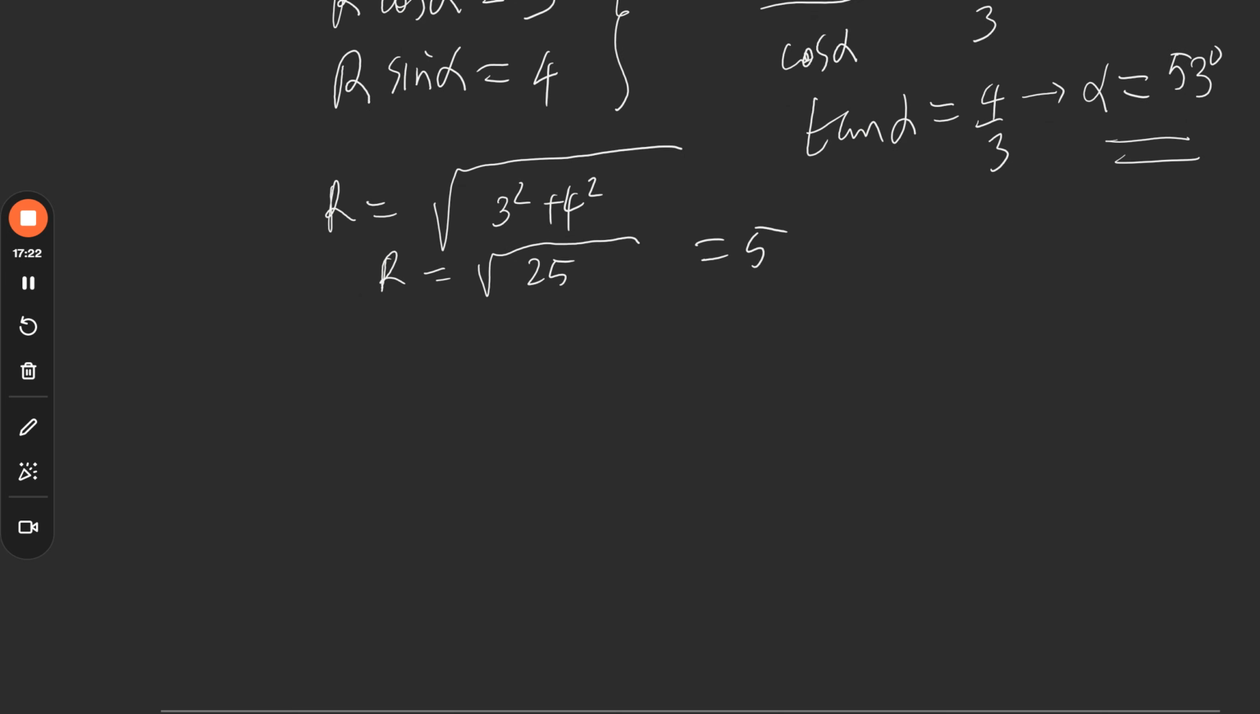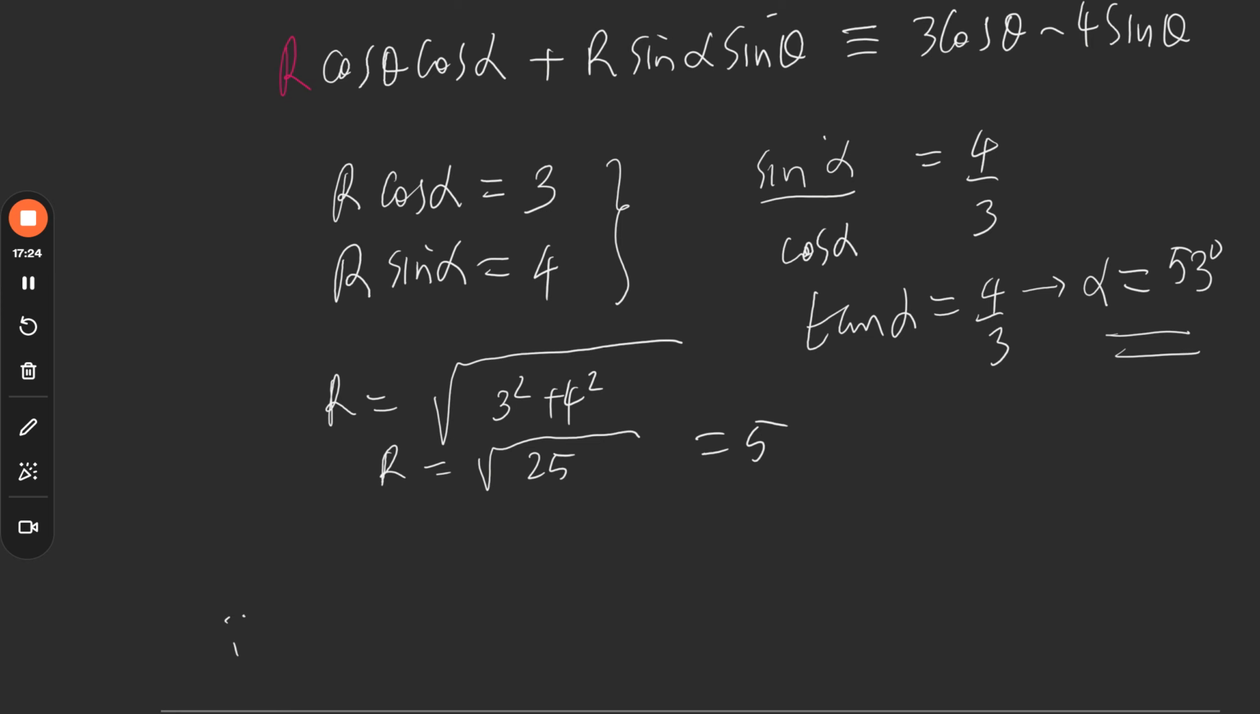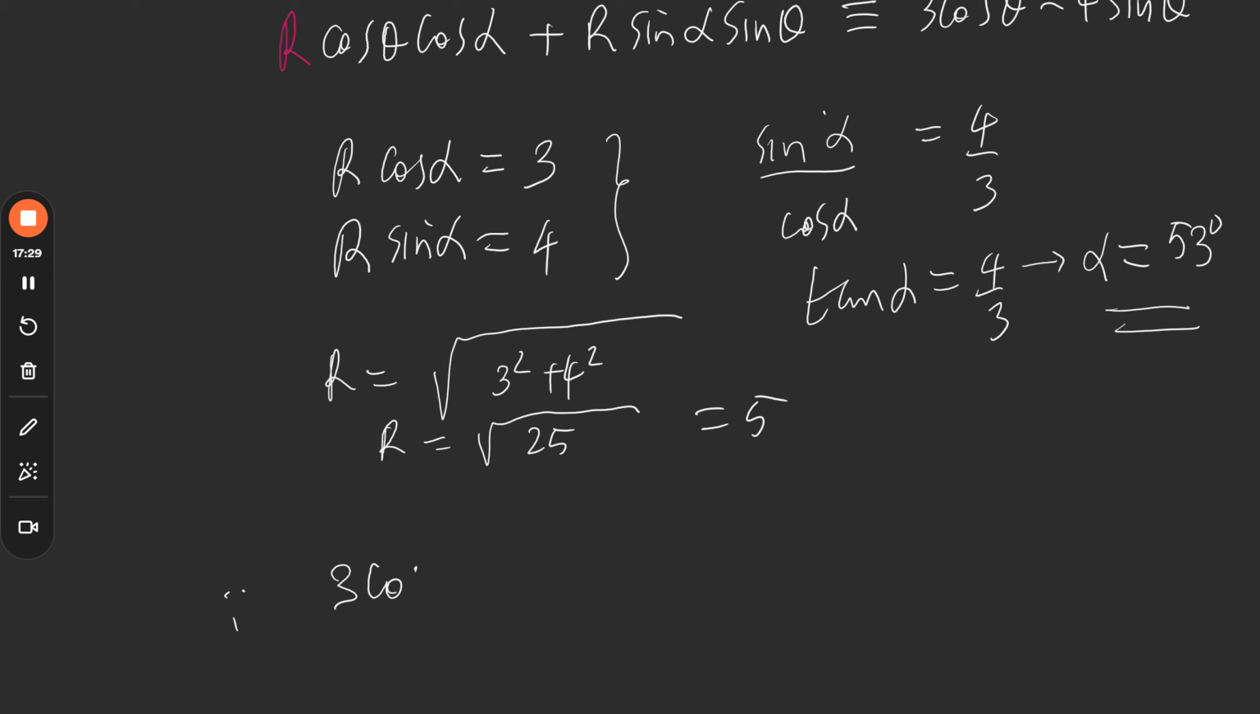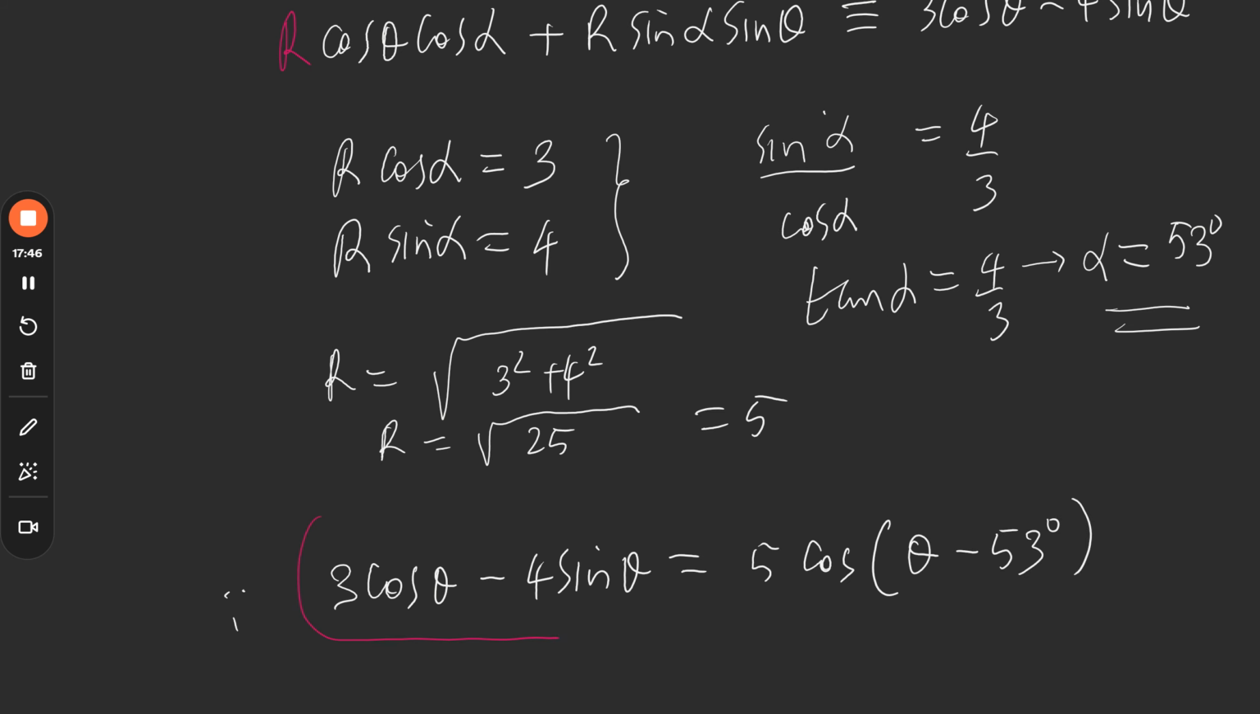So we can conclude that therefore 3 cosine theta minus 4 sine theta is equal to 5 cosine of theta minus 53 degrees. We have managed to express the quadratic expression in the required form.